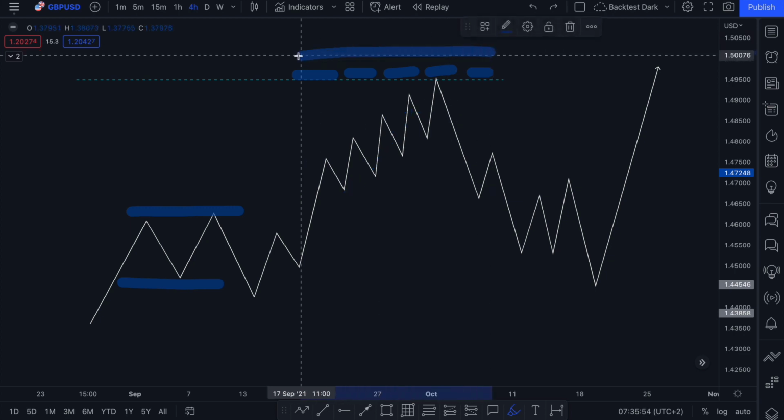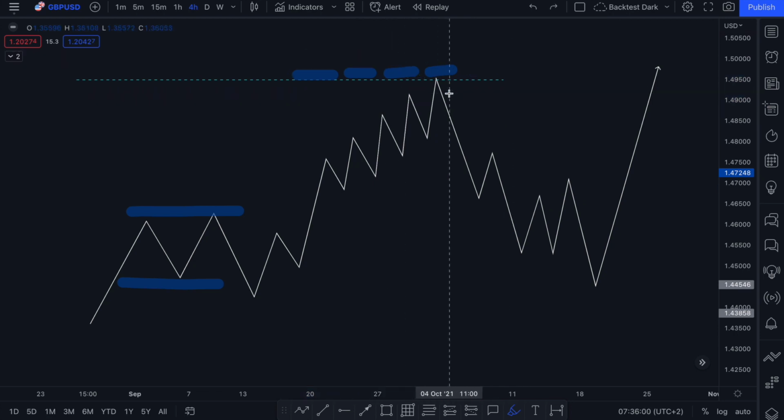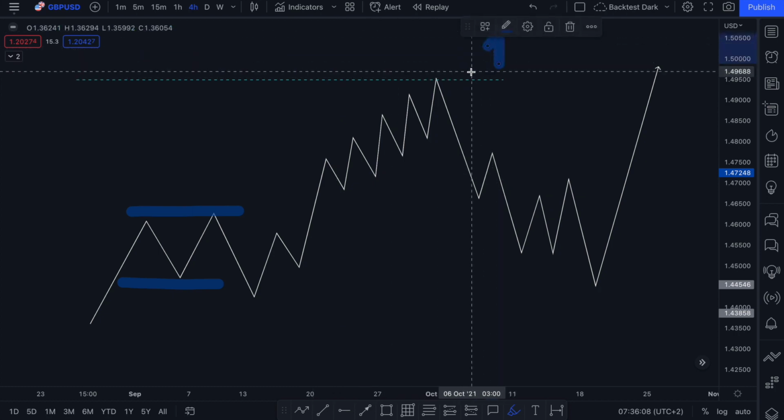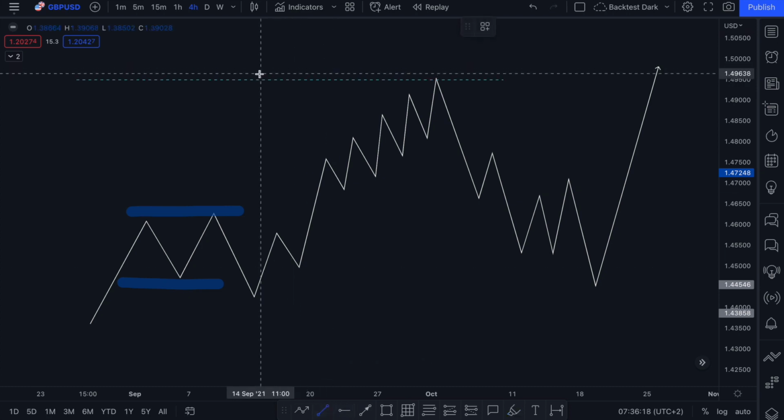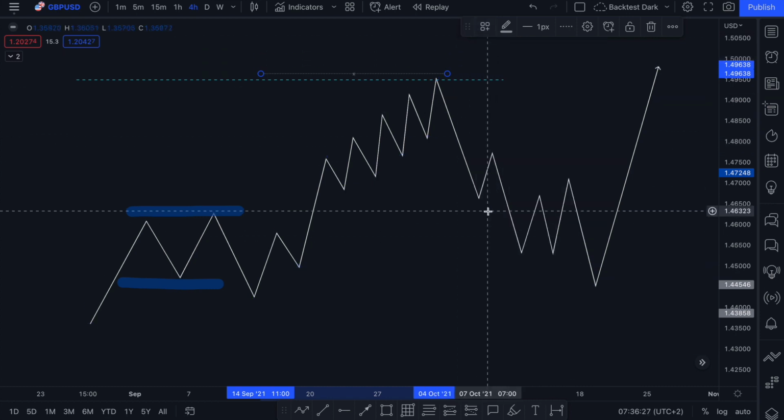So this particular area is going to be of high interest. There's going to be a large collection of orders in here. Now what this does is this creates our first area of liquidity, and what I'll do is I will mark this particular level out as liquidity as we define it when we do our markups.